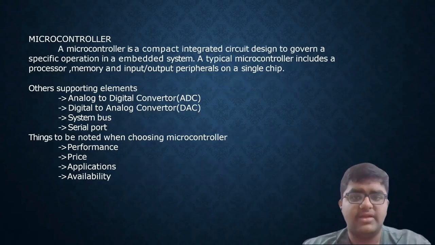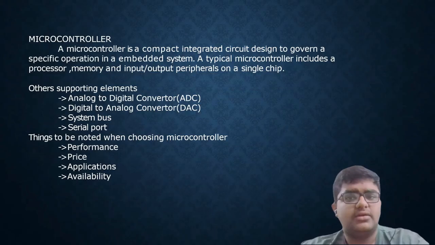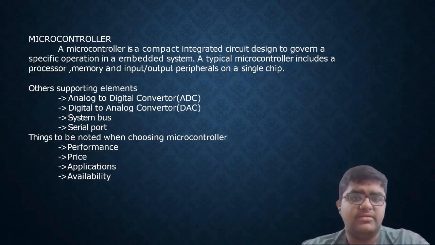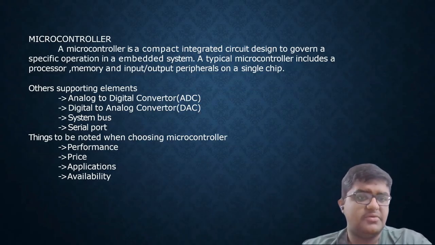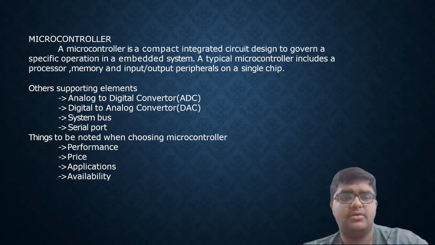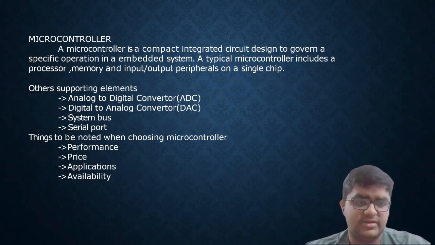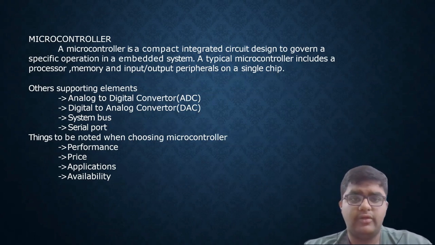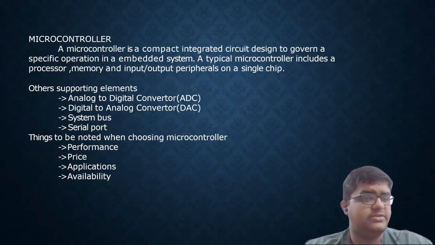Then, what is a microcontroller? A microcontroller is a compact integrated circuit designed to govern a specific operation in an embedded system. A typical microcontroller includes a processor, memory, and input-output peripherals on a single chip. Other supporting elements: analog to digital converter, digital to analog converter, system bus, serial port. These are all for connectivity and manipulation of data.